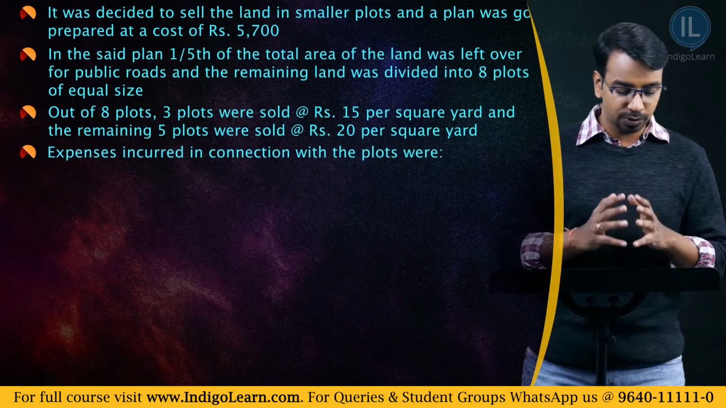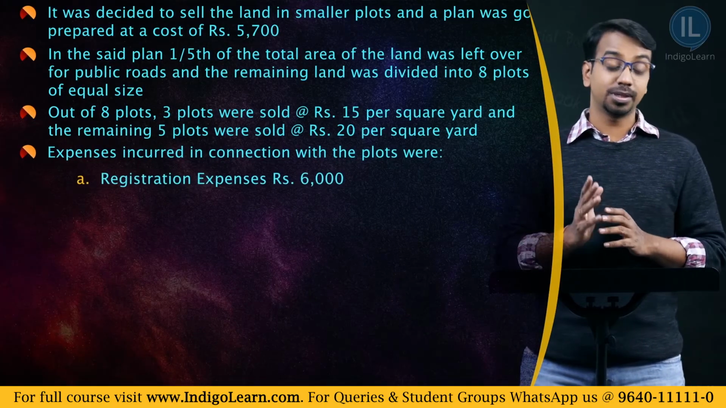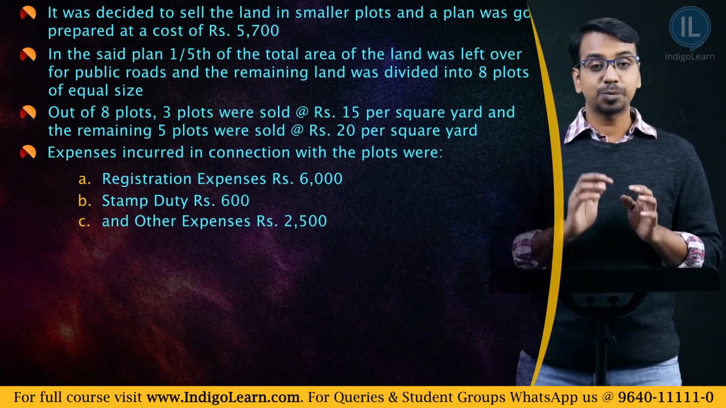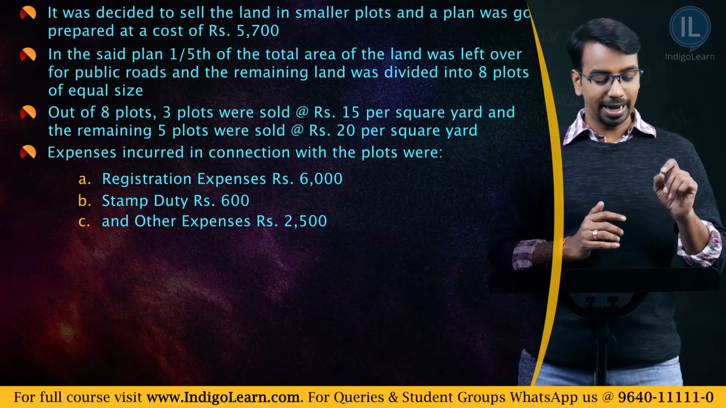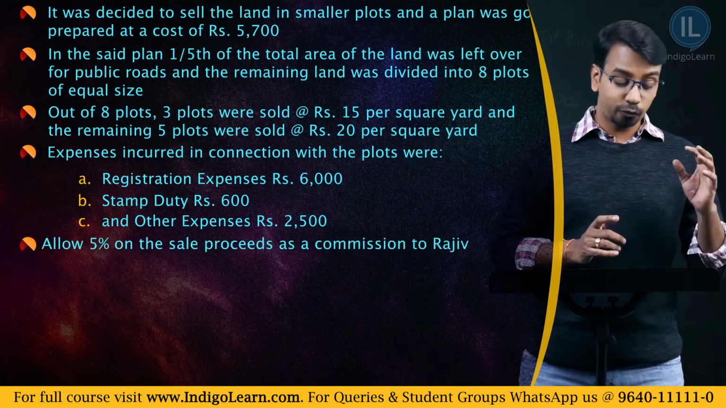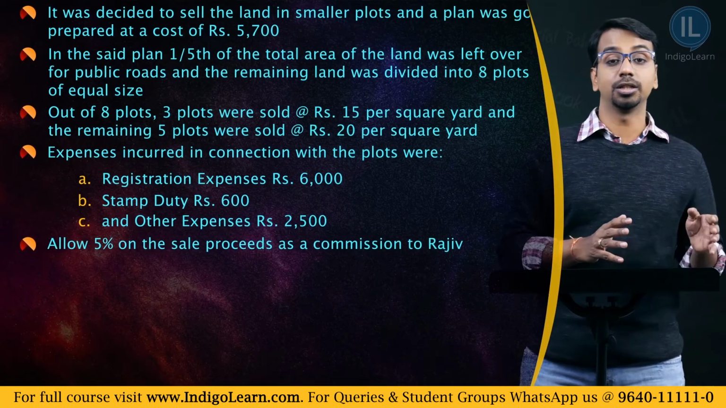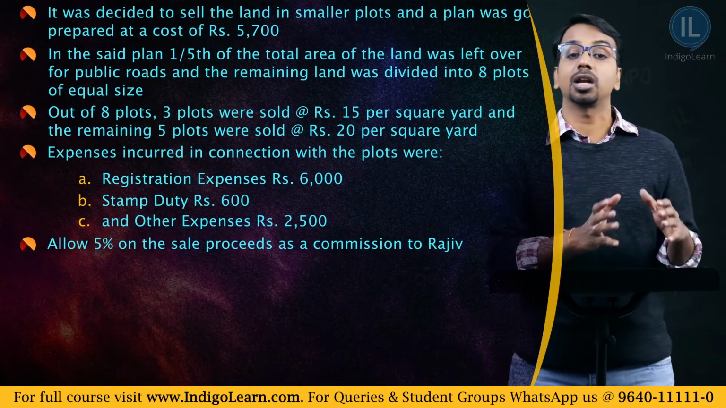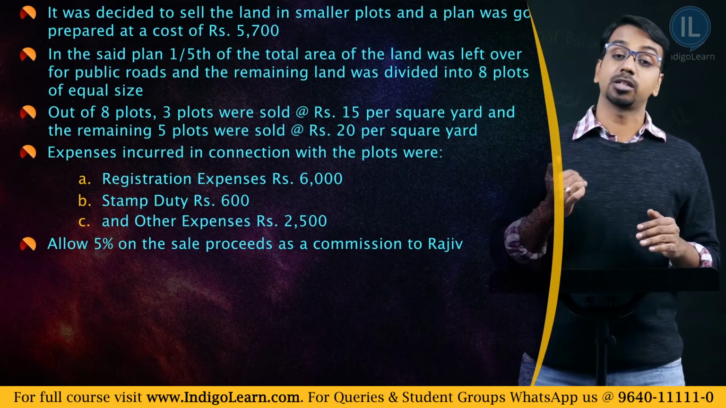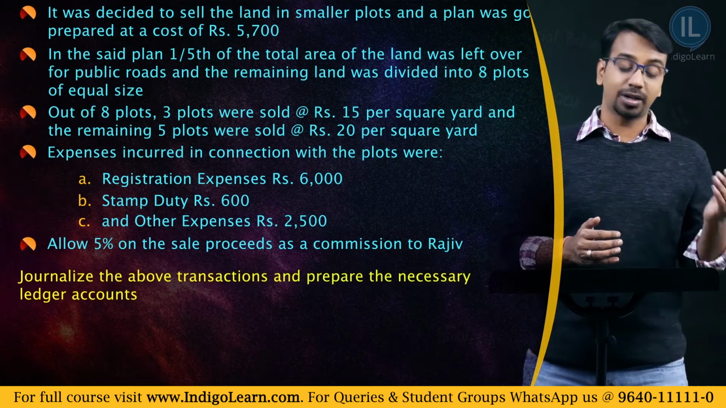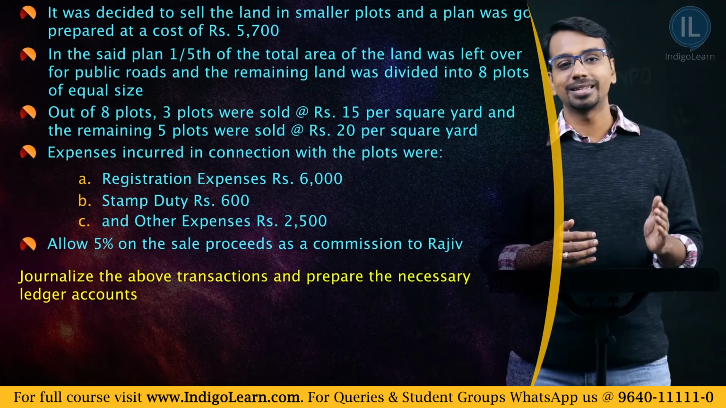Expenses incurred in connection with the plots were registration expenses 6,000, stamp duty 600, other expenses 2,500, and the question also says allow 5% of the sale proceeds as commission to Rajiv. So a lot of information around the transaction. So we'll need to prepare some working notes, and then the question says journalize the above transaction and prepare necessary ledger accounts.